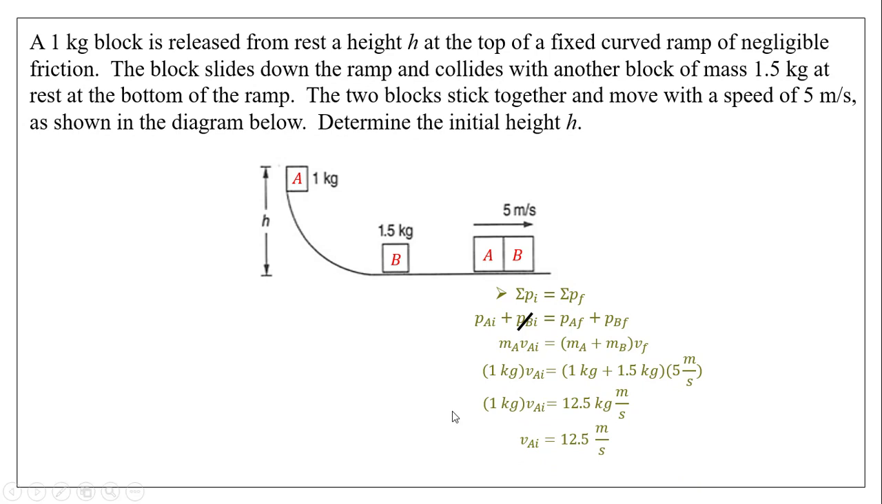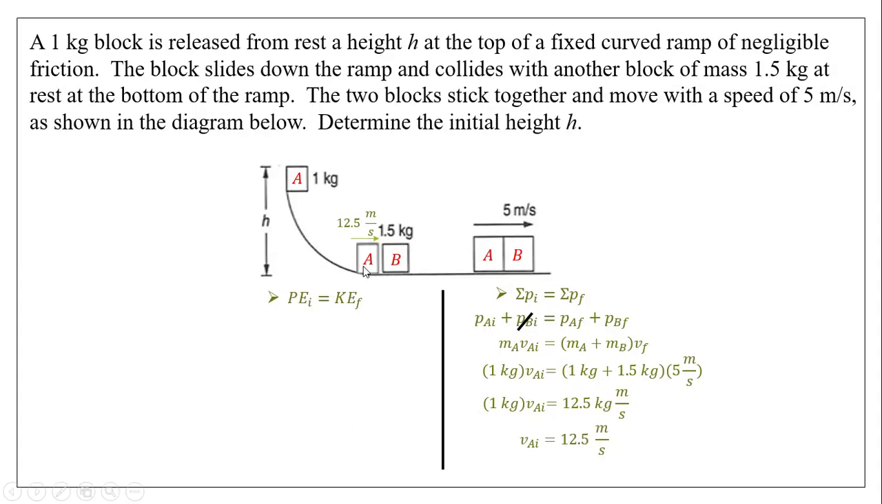So essentially what this is telling you, watch my diagram, is that when block A comes down to the bottom of the ramp, it is moving at a rate of 12.5 meters per second, because that's what conservation of linear momentum just told us. Well, if I know the speed of block A at the bottom, I know how much kinetic energy it has. If I know how much kinetic energy it has, I can backtrack that to how much potential energy due to gravity it had at the very beginning. If I know that, I know H. So to continue, I'm just going to go ahead and solve for H by setting up conservation of energy.